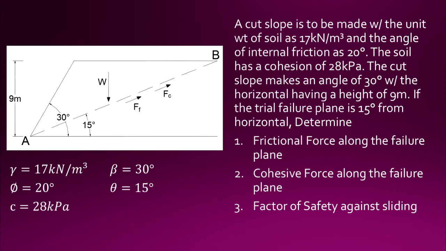A cut slope is to be made with the unit weight of soil as 17 kilonewtons per cubic meter, and the angle of internal friction is 20 degrees. The soil has a cohesion of 28 kilopascals. The cut slope makes an angle of 30 degrees with the horizontal, having a height of 9 meters. If the trial failure plane is 15 degrees from horizontal, determine the frictional force along the failure plane, cohesive force along the failure plane, and the factor of safety against sliding.